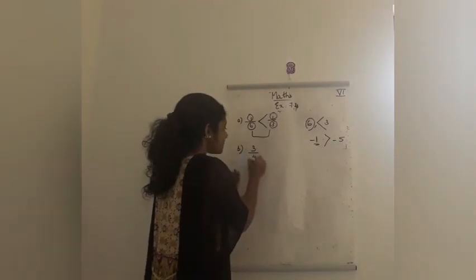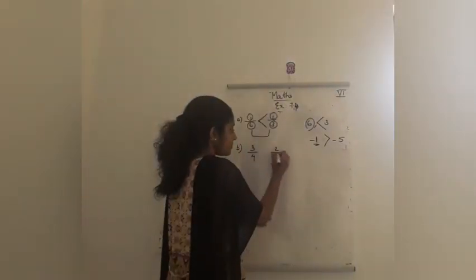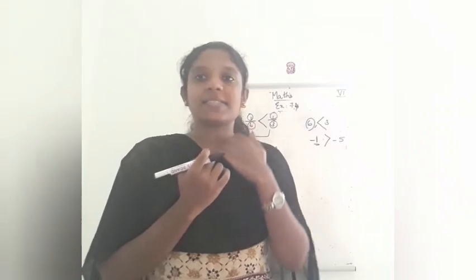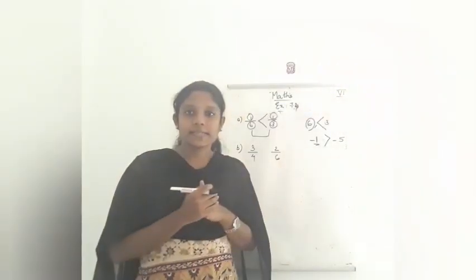3/4 and 2/6. Okay, this was the question. 3/4 and 2/6. In this case, you can see the denominators are not the same, and the numerators are not the same.